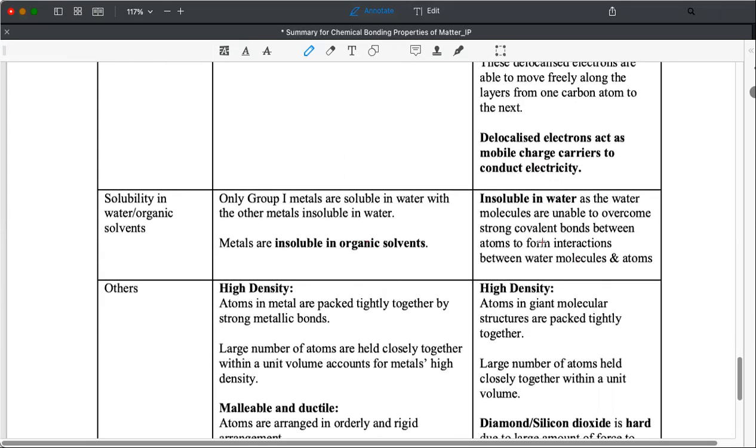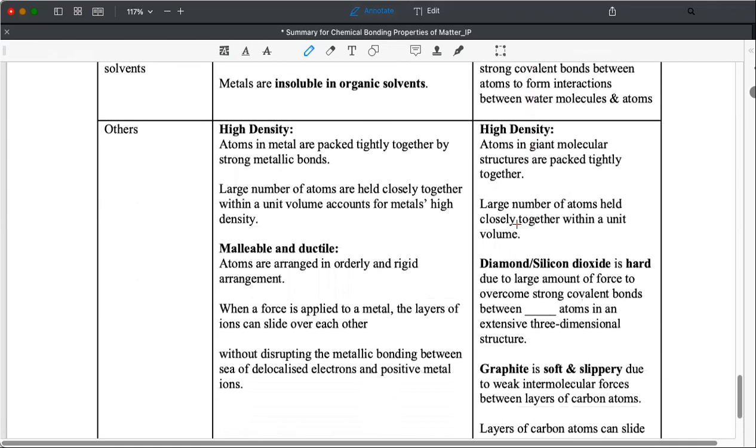Solubility, you can read yourself. Basically, the most important part is to remember that metals are in general not so soluble in water, except group 1. And in organic solvents, they are not soluble. As for giant molecules, they are not soluble in water because the water molecules are unable to overcome the strong covalent bond between the atoms.